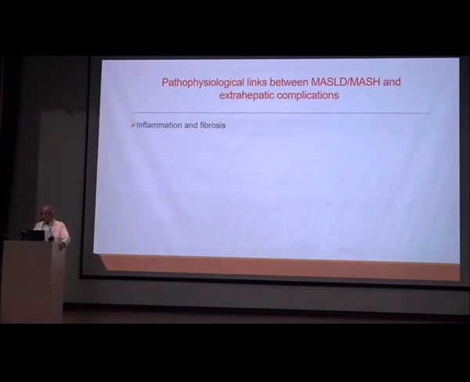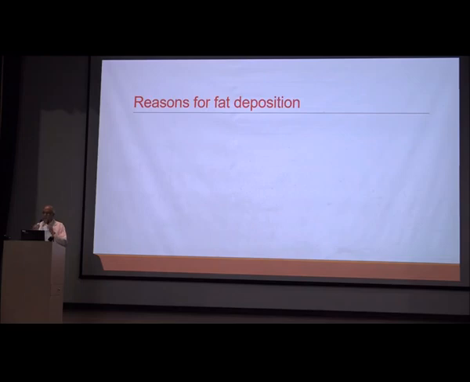There is primarily inflammation and fibrosis, insulin resistance, gut microbiota, dyslipidemia, genetics, hepatokines, and visceral fat, which needs to be looked into more extensively. We know about fat for the last 2 or 3 decades. There are a lot of papers on this fat deposition. So what is the reason for fat deposition?